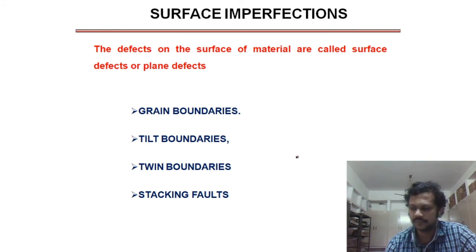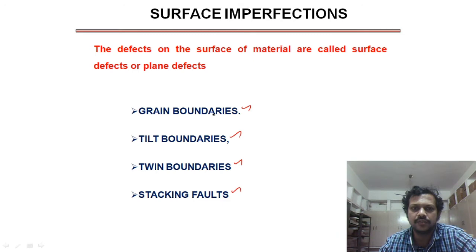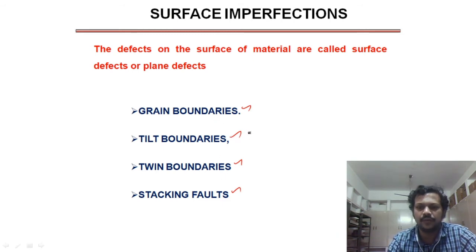Okay. Now the two-dimensional imperfection, that is, surface imperfection. Here there are different types: grain boundaries, tilt boundaries, twin boundaries, and stacking faults. We are going to see about grain boundaries and stacking faults. What is the grain boundary?